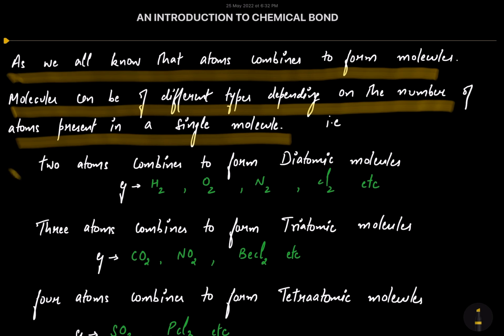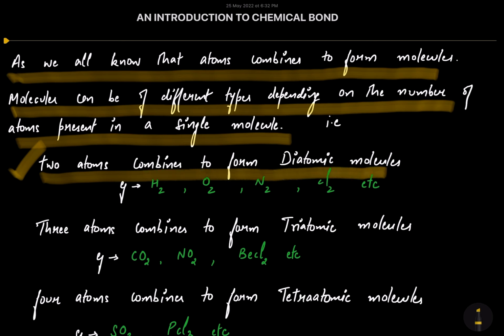That is the very first type of molecule. Two atoms combine to form diatomic molecules. That's H2, O2, N2, Cl2, etc. You can easily observe that two atoms of hydrogen combine to form H2 molecule. So it's a diatomic. One more example. Two atoms of oxygen combine to form O2, the oxygen gas. Again, it's a diatomic molecule.